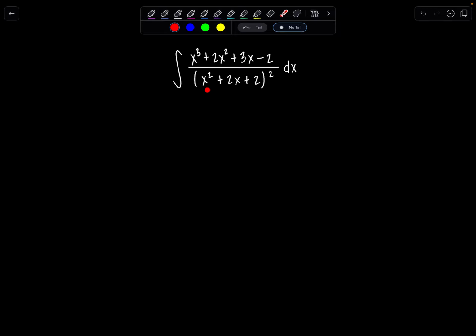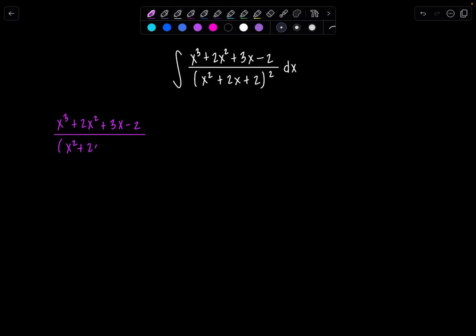Also, I'm looking at this denominator and it does not factor. x squared plus 2x plus 2, that's an irreducible quadratic. So do you remember how to set up partial fraction decomposition in this case? It's going to be a little spicy. So here we go. Let me write out the left-hand side.